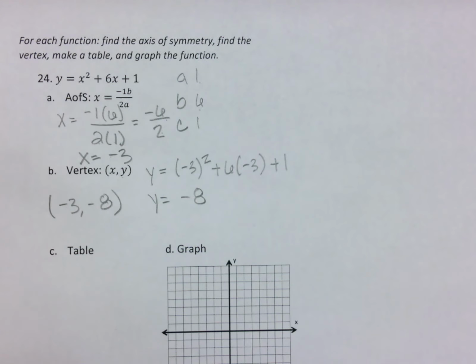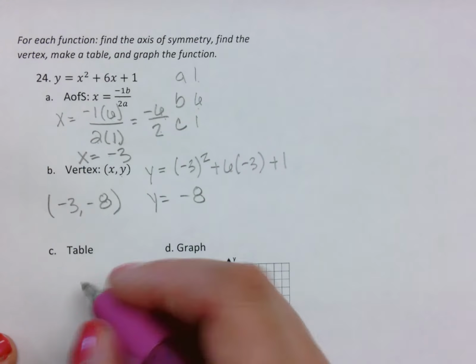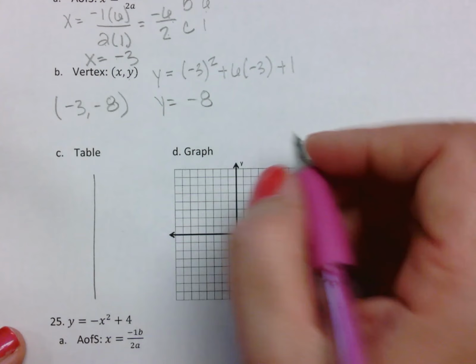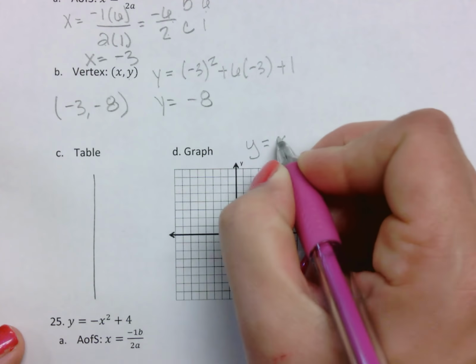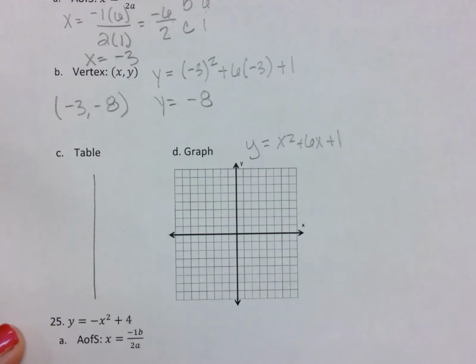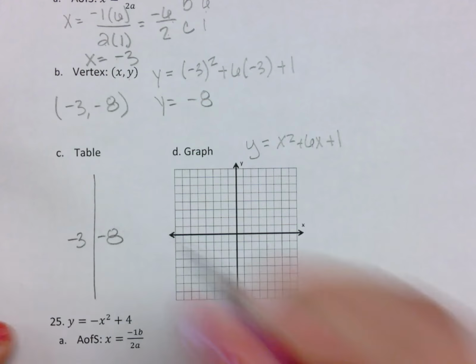And then we're going to do like we did in questions 22 and 23. We're going to take this vertex and make a table, and then we're going to graph the problem. So I'm going to write the equation over here one more time. Y equals x squared plus 6x plus 1. So our vertex was negative 3, negative 8.